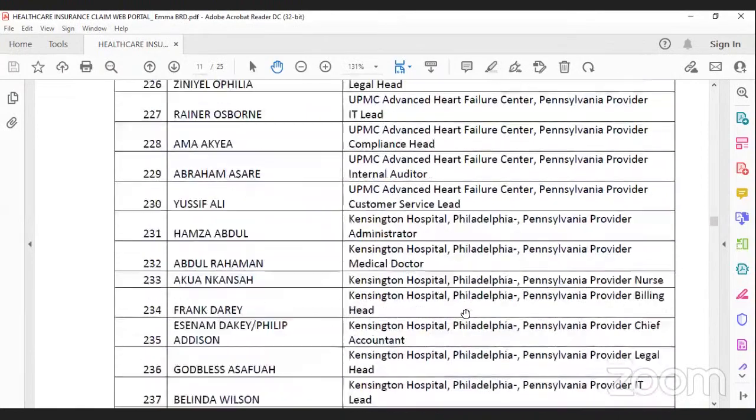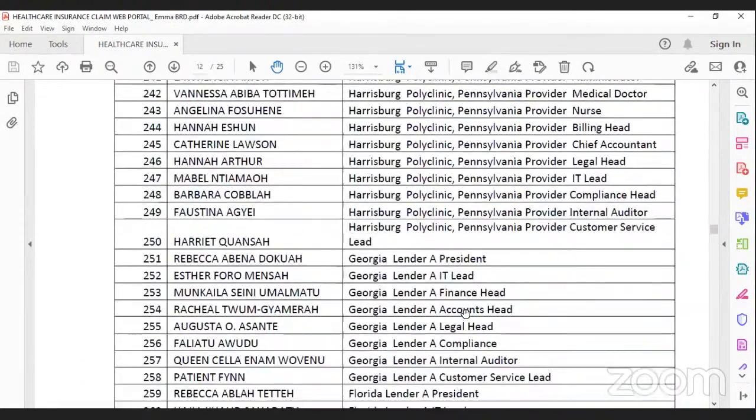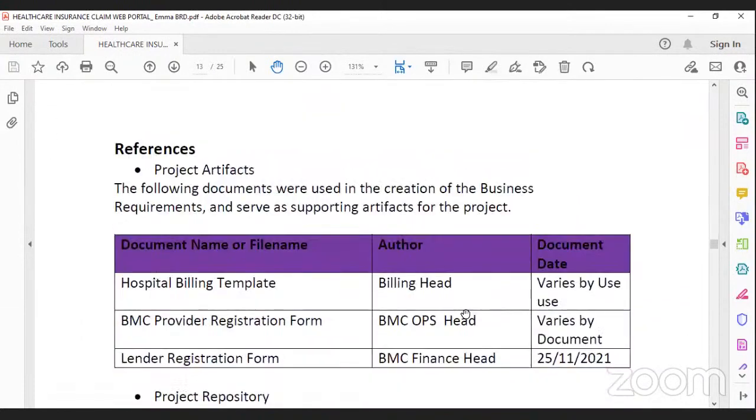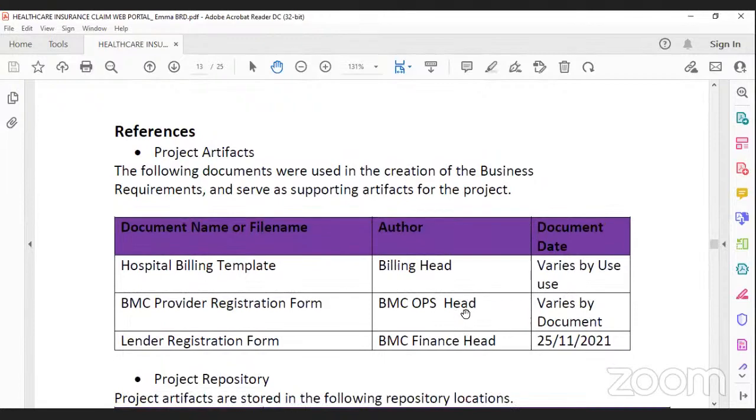Great. So moving on quickly, we then come to the references. Now, what are project artifacts? The project artifacts are basically the requirements or the supporting documents and artifacts that we need for the project.